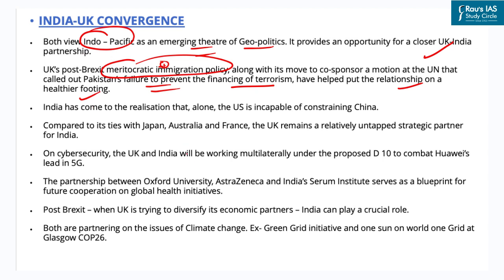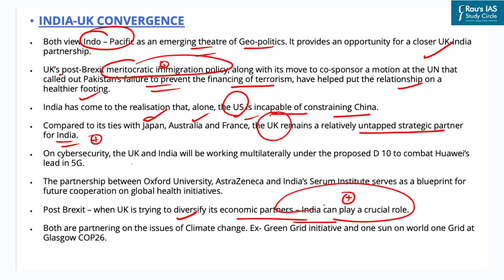Both the countries, that is India and UK, have realized that the US alone is not capable of constraining China. Further, another cause of convergence between India and UK ties is that among countries like Japan, Australia and France, UK still remains a relatively untapped strategic partner for India. UK, at the same time, post-Brexit, is trying to diversify its economic partners, and India thus can play a crucial role.